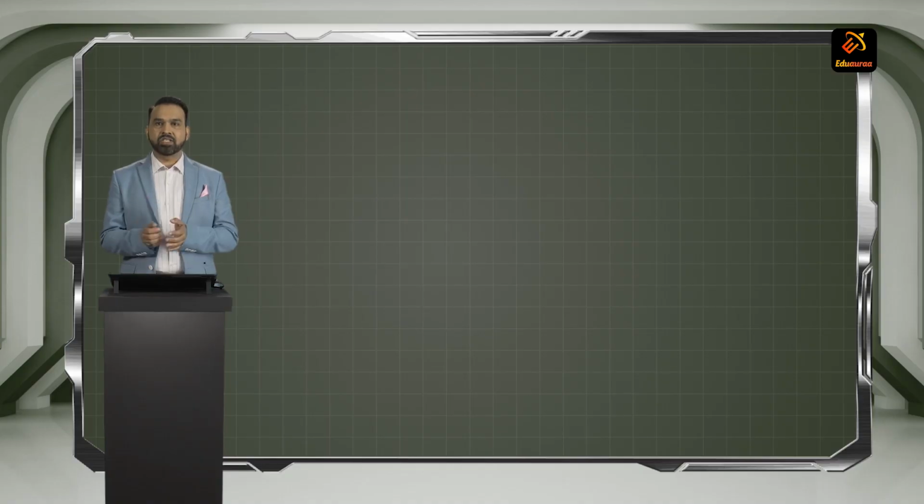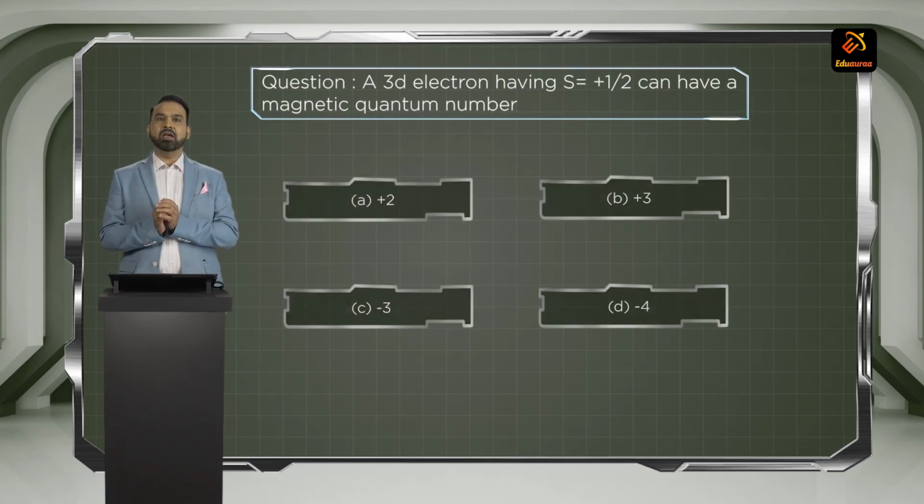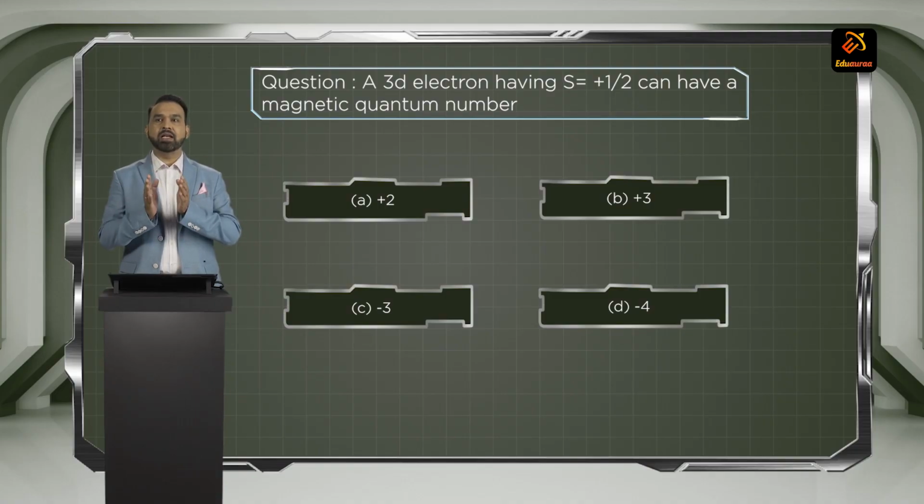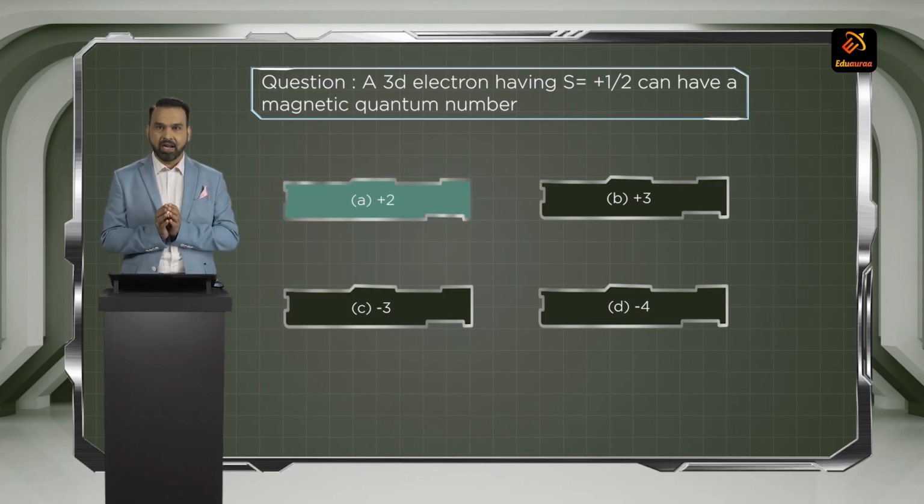You can do this and come to the correct answer. Let's go to the next question. A 3D electron having s equal to plus half can have which magnetic quantum number? Now, magnetic quantum number ranges from what? It ranges from +2, +1, 0, -1 and -2. These are the values for the magnetic quantum number, right? So from the choices, which will be the magnetic quantum number? The correct answer will be +2 for an electron with +half spin, right?